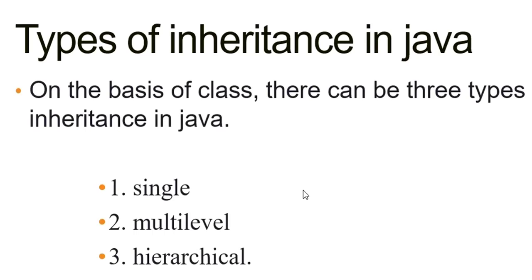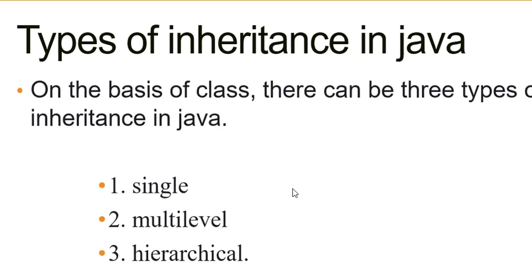Multiple inheritance in Java is not supported when you use classes, but when you use the concept of interface, multiple inheritance in Java is allowed. I will show you what that means, and how to work with multiple inheritance with interface in Java, as we move on in this same tutorial. For now, there are only three types of inheritance in Java. The first is single, the second is multi-level, the third is hierarchical.